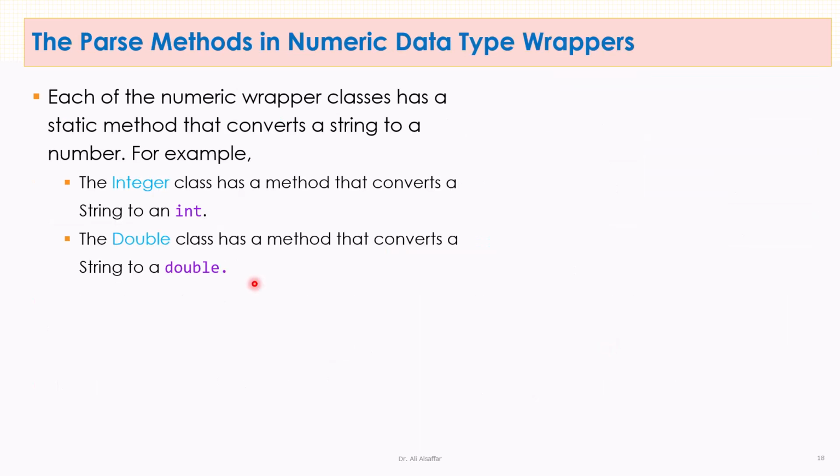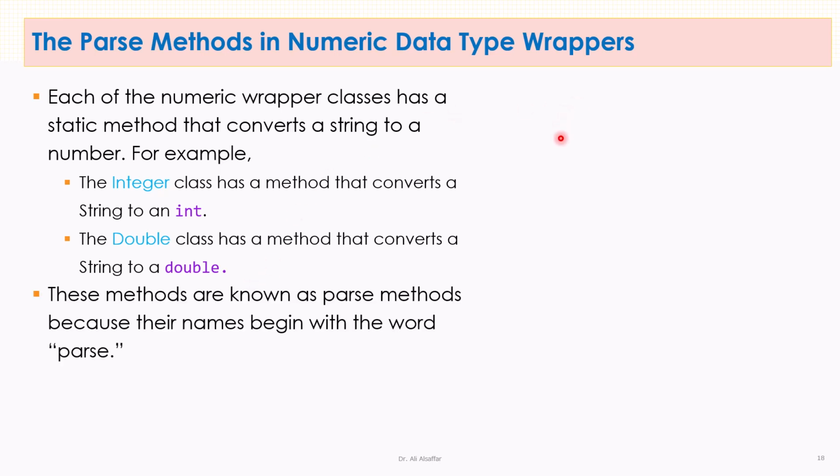To convert numbers that are in strings using numeric data type wrappers, we use methods that are called parse methods. Each of the numeric wrapper classes has a static method that converts a string to a number. For example, the Integer class has a method that converts a string to an int value. The Double class has a method that converts a string to a double, and so on for the rest of the numeric data types. These methods are known as parse methods because their names begin with the word parse.